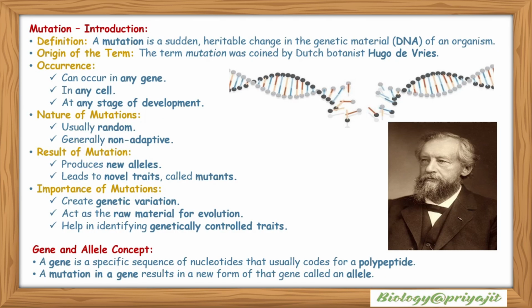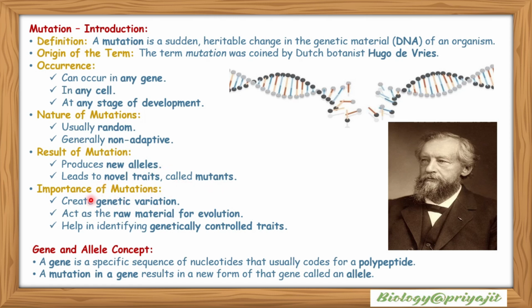So, what is mutation? Mutation is basically a sudden heritable change in the genetic material or DNA of an organism. The term mutation was first coined by the Dutch botanist Hugo de Vries. Occurrence of mutation: it can occur in any cell, at any stage of development. Nature of mutations: it is usually a random process and it is generally non-adaptive. Result of mutation: it produces new alleles and leads to novel traits called mutants.